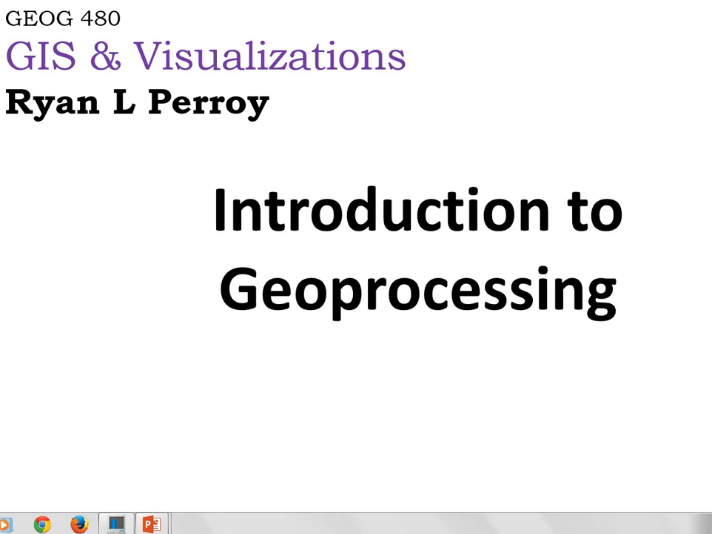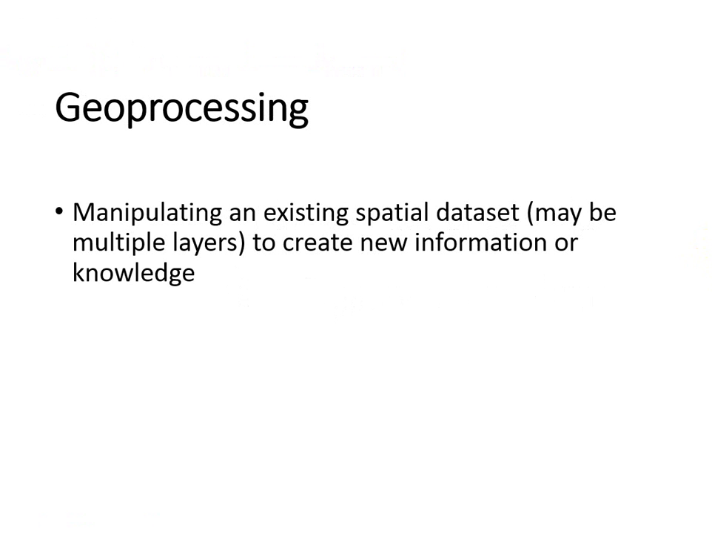All right, in this short little video, I just want to talk a little bit about geoprocessing and what that term means. So one definition is geoprocessing is manipulating an existing spatial data set to create new information and knowledge. And that's really what the whole point of GIS is, right? To create some kind of new information or knowledge, or really the point of science. But if we're talking about GIS and geospatial, it's dealing specifically with spatial data sets.